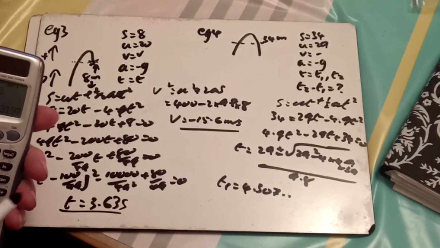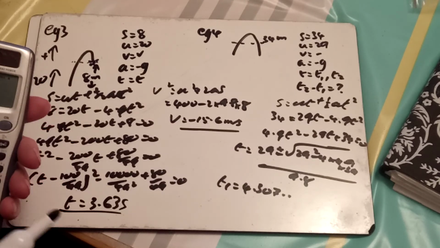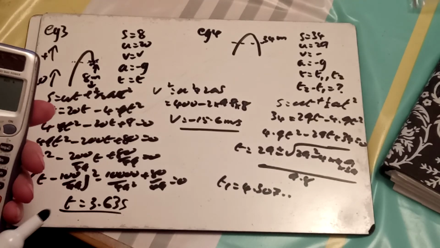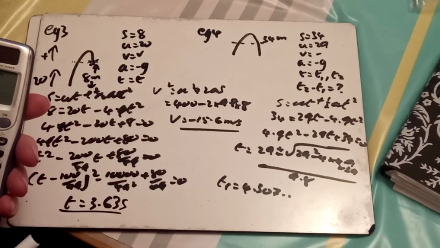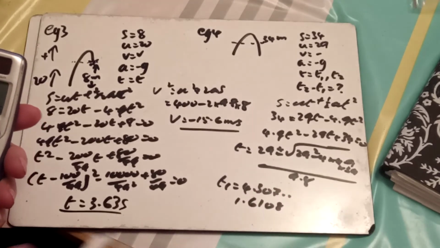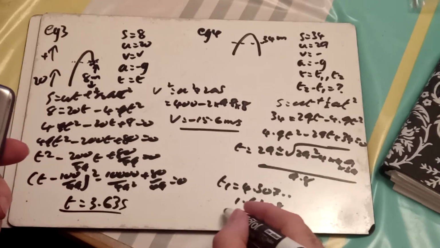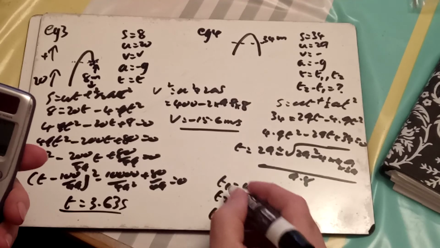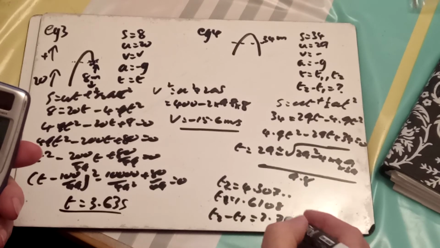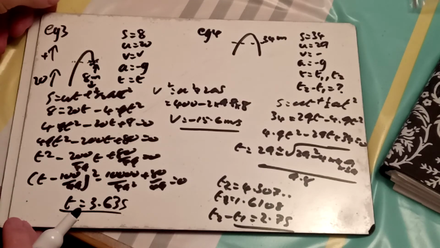And then I've got to do it all over again, I'm afraid. 29 squared minus 4 times 4.9 times 34 equals root answer equals, and 29 minus that equals divided by 9.8 equals 1.61, 1.6108, and then 4.307 minus answer equals difference between them 2.7 seconds. T2 and T1 to be more precise. T2 minus T1 is the difference between 2.7 seconds there. So work out your 2 times, minus them, and then that's our answer there.